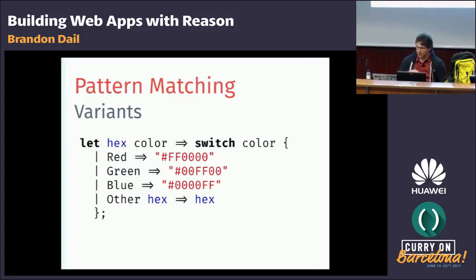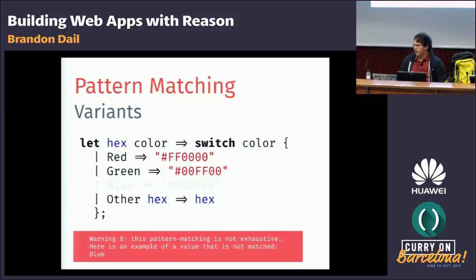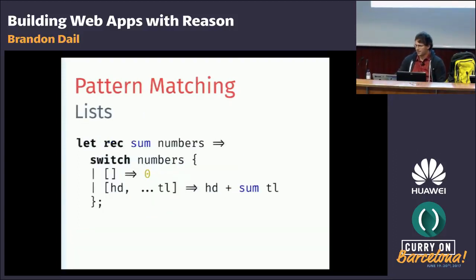But really the best thing about pattern matching here is that it's exhaustive. So if I forgot to match blue, for example, the compiler would give me a warning that the pattern matching is not exhaustive. And then it actually gives you an example of a pattern that you forgot to match. So this is really useful, and it also applies to pattern matching with other data types like lists.